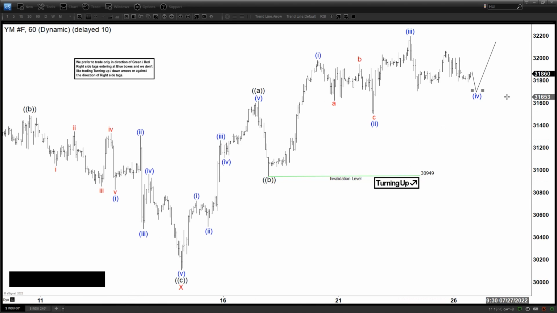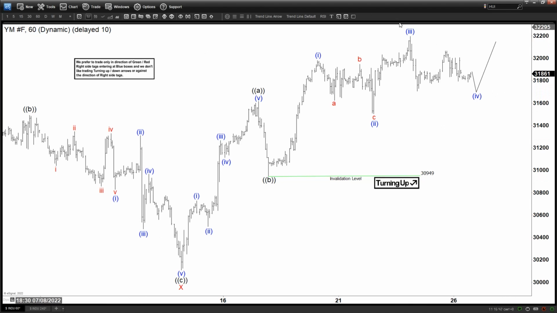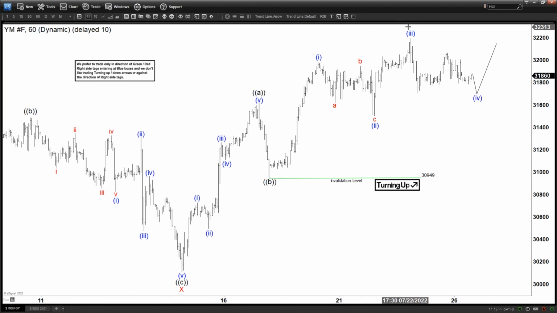And today we're going to be updating the chart of the Dow. This is the Dow Futures 60-minute chart. We are looking for a Y leg to the upside, and within the Y leg it subdivides into an ABC, a zigzag structure. As long as we stay above 39.49 here, we could see another leg up in the Dow futures.